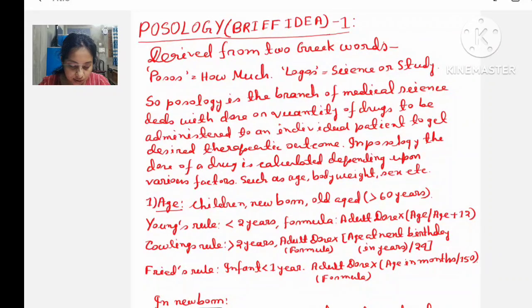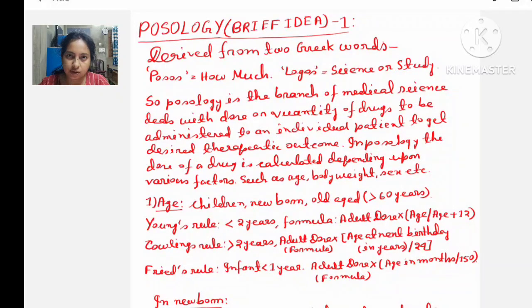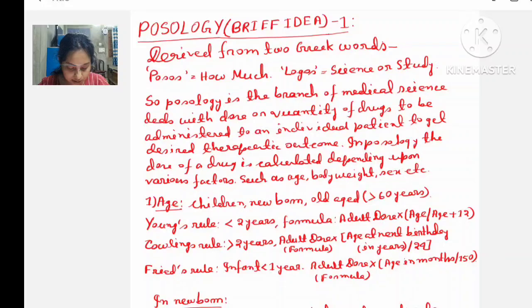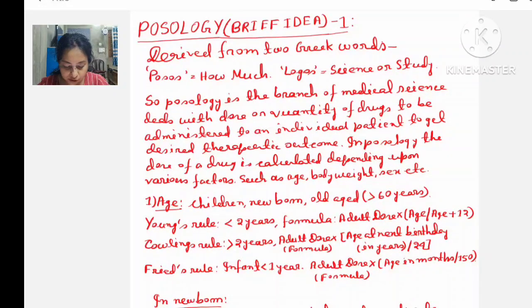So Posology is derived from two Greek words. Posos means how much and logos means science or study. So Posology is the branch of medical science that deals with the dose or quantity of drugs to be administered to an individual patient to get the desired therapeutic outcome.